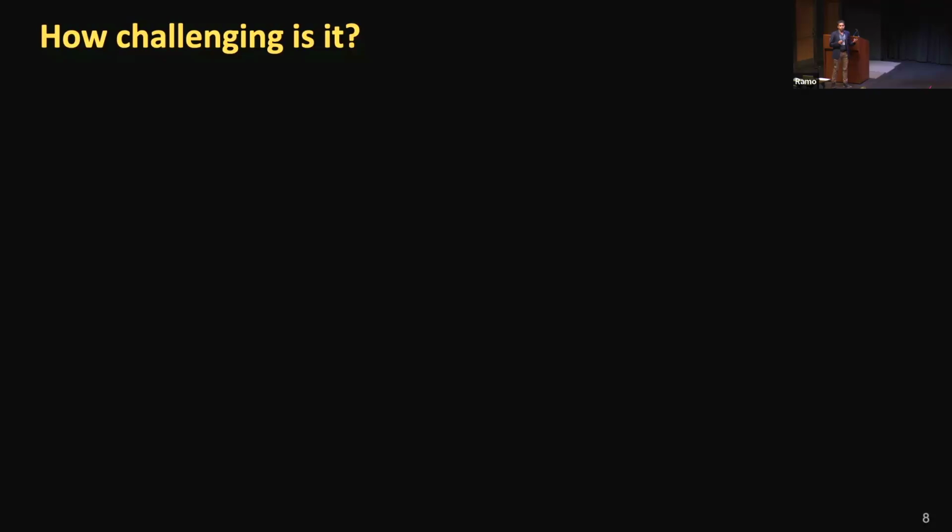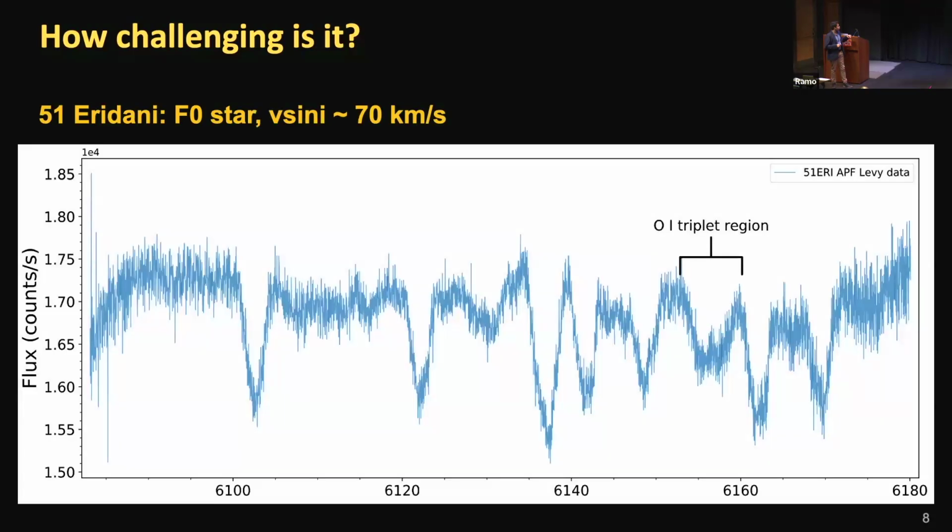Most directly imaged planets, in general, are biased to be pretty young, so the host stars themselves are pretty young. They are hotter, and they are also fast rotators. This is the spectrum for 51 Eridani, which is an F0 star with a rotation velocity of 70 kilometers per second.